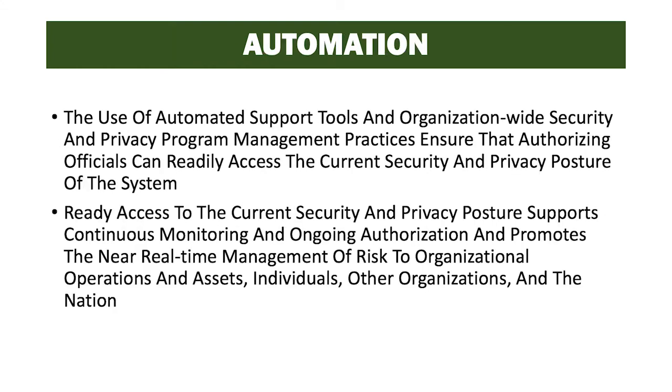The use of automated support tools and organization-wide security and privacy program management practices ensures that authorizing officials can readily access the current security and privacy posture of a system. Ready access to the current security and privacy posture supports continuous monitoring and ongoing authorization, and promotes near real-time management of risk to organizational operations and assets, individuals, other organizations, and the nation. So we want to make sure, again, that the officials and the AO have access to the most current information about the system and its risks and controls that haven't been implemented, as well as the plan of action and milestone statuses, so that they can continue to make an informed risk-based decision.